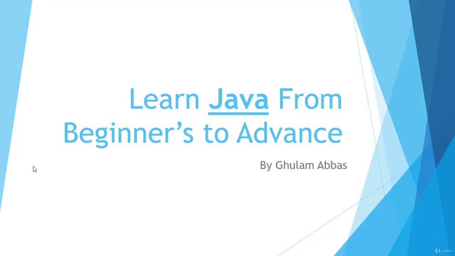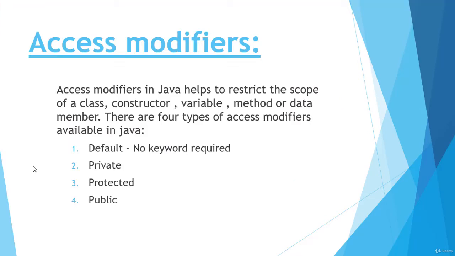Today in this video we will discuss access modifiers in Java. So what are access modifiers? Access modifiers in Java help to restrict the scope of the class, constructor, variable, method or data member. There are 4 access modifiers available in Java. Default, no keyword required. Default means we have to type nothing. Private, protected and public are 3 keywords. These are the 4 access modifiers in Java, and they help us to restrict the scope of the class, constructor, variable or any member.